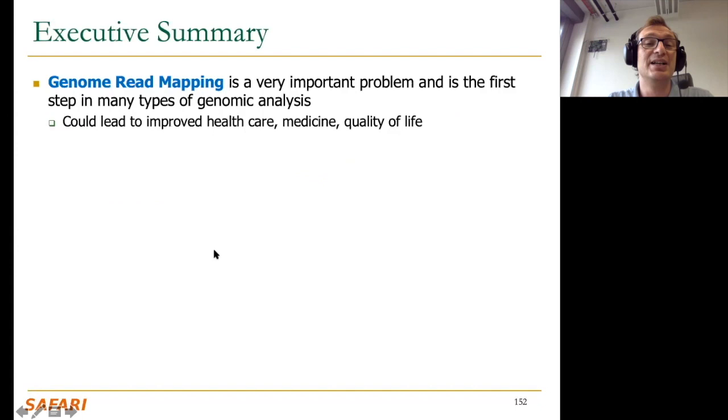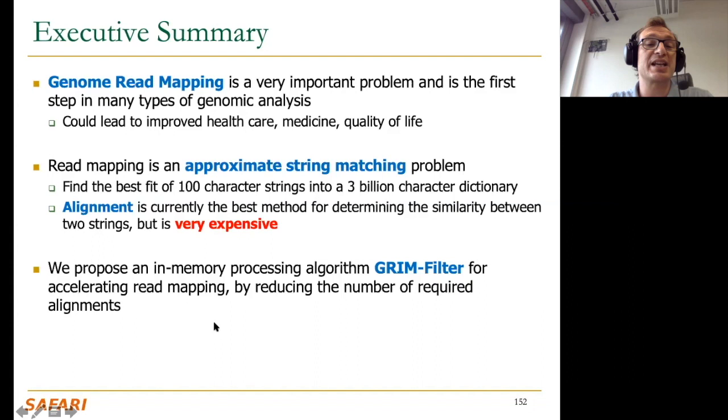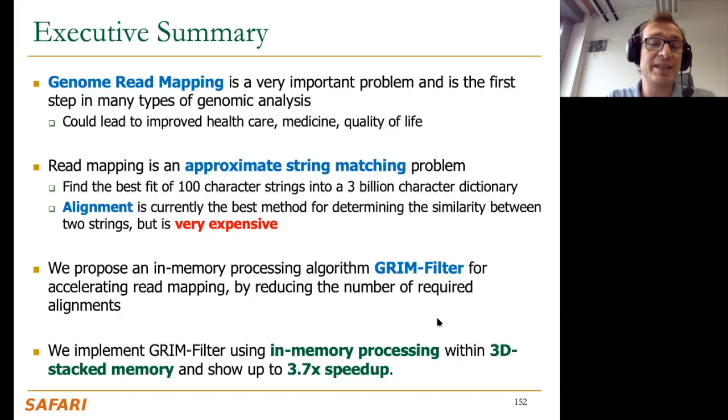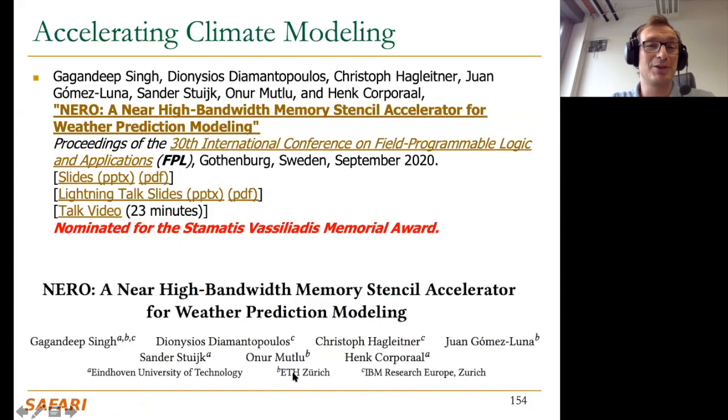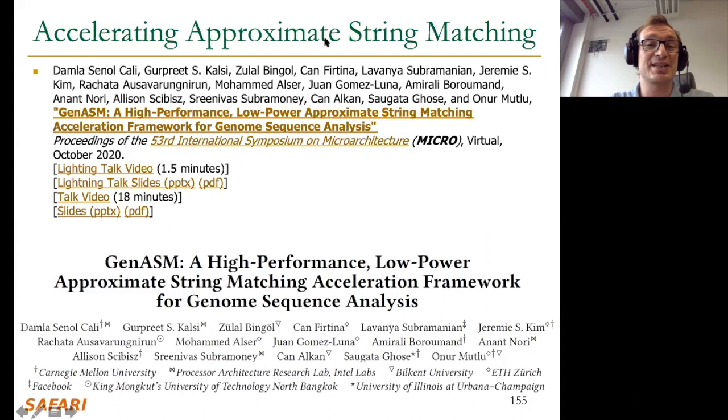But basically, this is another approach. It proposed an in-memory processing algorithm for accelerating read mapping by reducing the number of required alignments. It's essentially a pre-alignment filter, like what we've discussed earlier, but we may talk about this more. This leads to significant speedups, and there's a lot more potential on top of this, as we will see with the GenASM paper. That's why we also looked at Google workloads. That's important. That's why we've been looking at different workloads that can benefit from near data processing. And again, as I said, you will see this more next week.